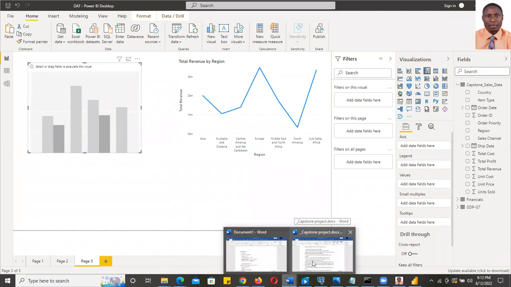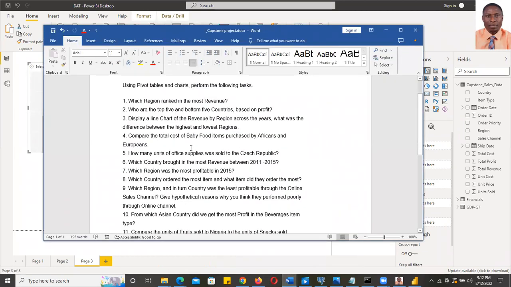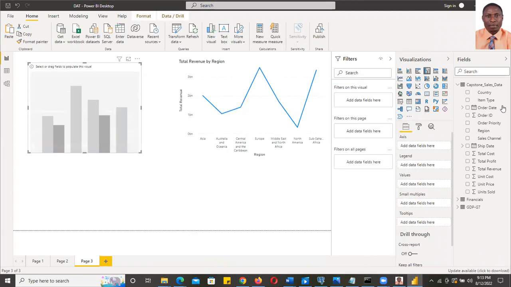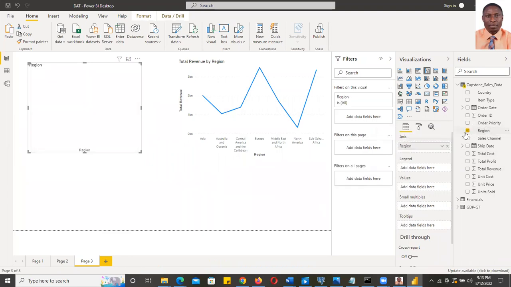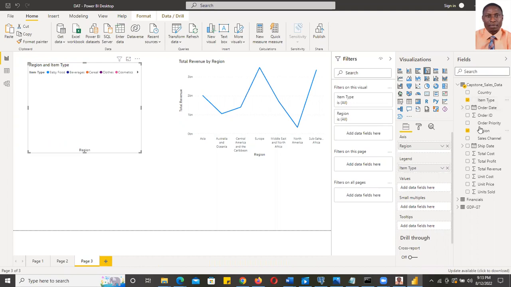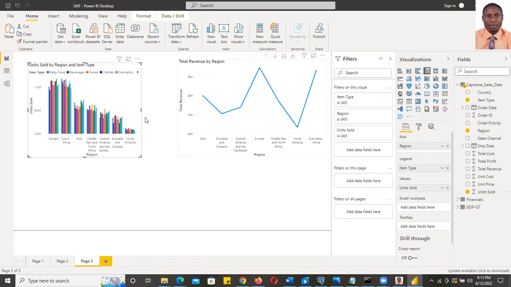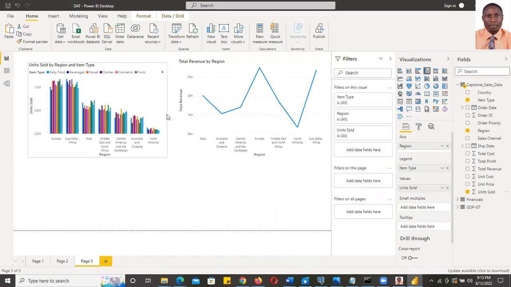The baby food items purchased by Africans and Europeans. So we have our region, and then we have item types. Item type, then we have our units sold. Beautiful. Now, look at all of them, but we are not interested in all of them.